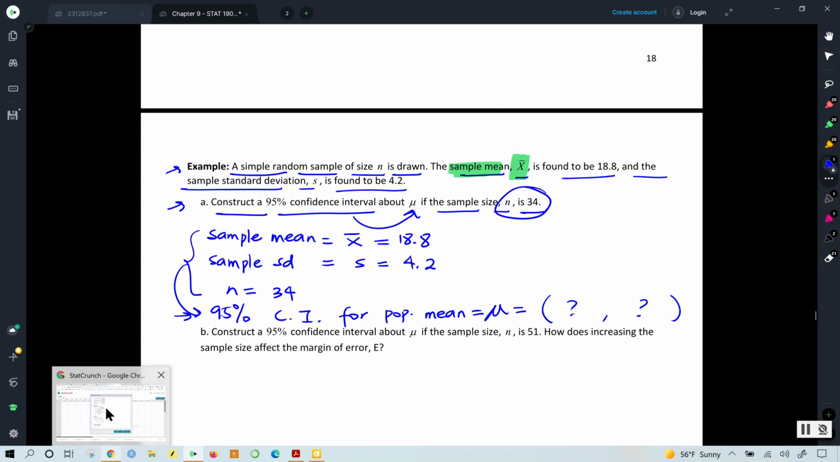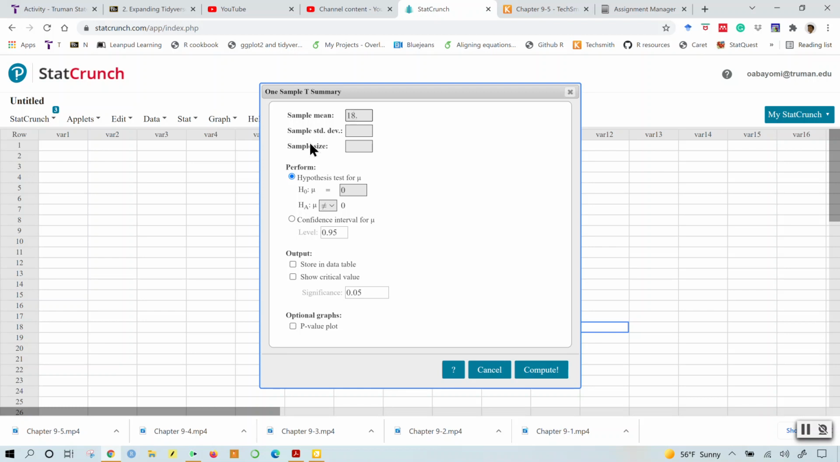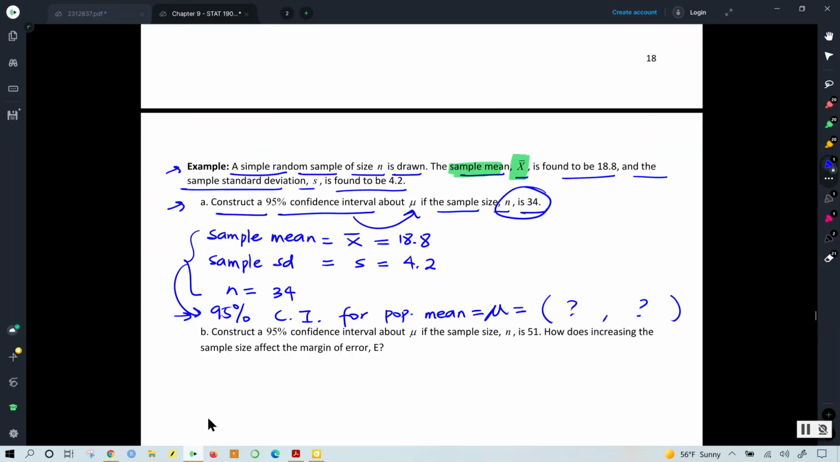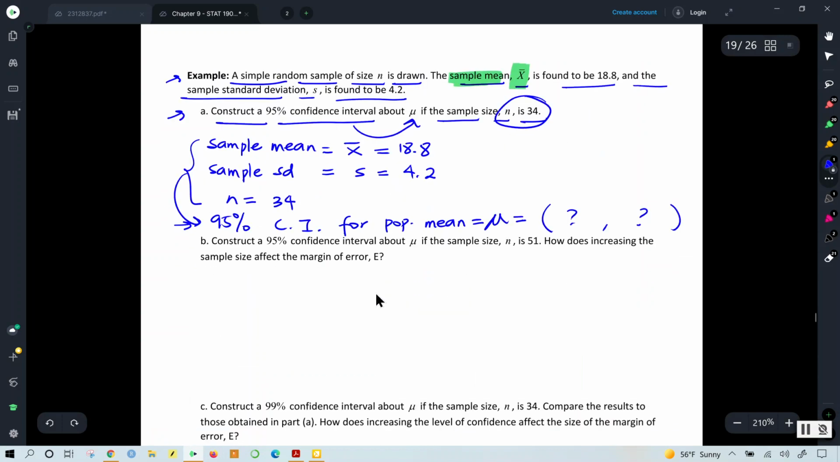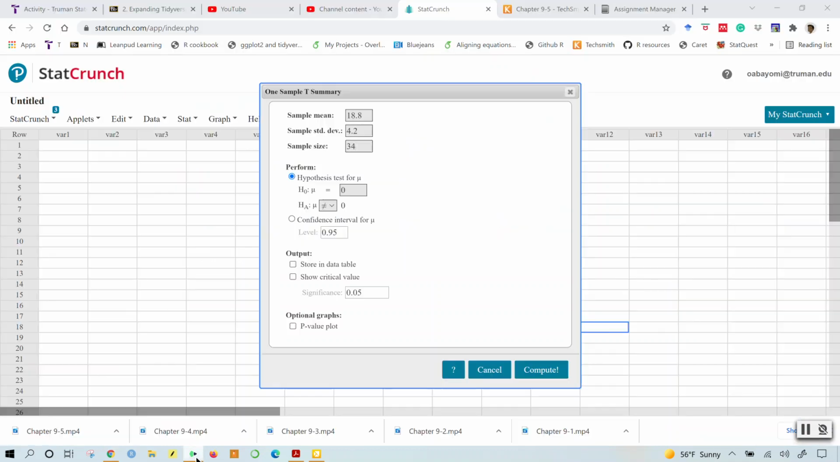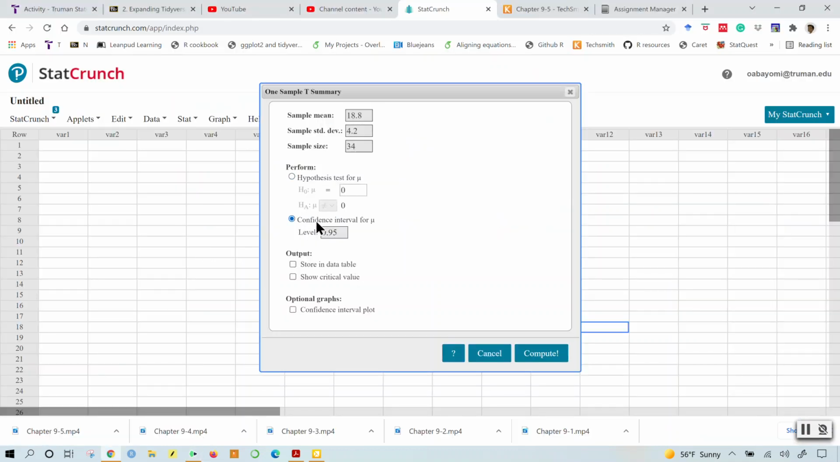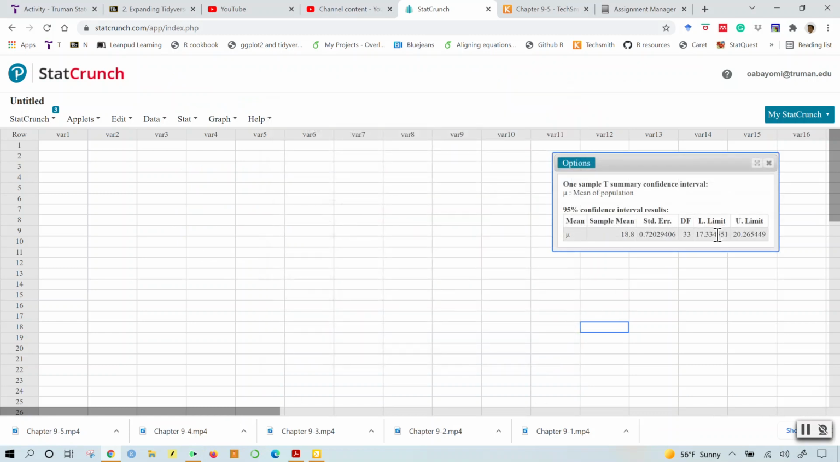Let's key them into StatCrunch. So you have 18.8, and you have 4.2, and the sample size is 34. So remember, these values came from your workbench. So we want a 95% confidence interval. So we want to make sure that this is selected. Confidence interval for mu, 0.95, and compute. And you have the lower limit, which is 17.3345 and 20.26. So I am going to take this to 2 decimal places in this case. So I have 17.33 to 20.27.